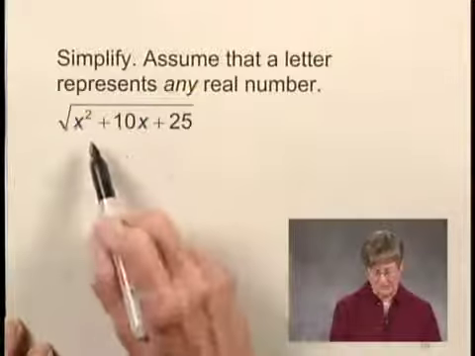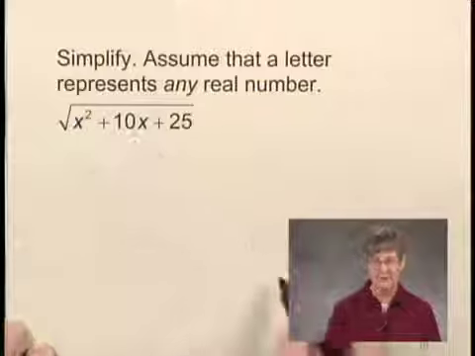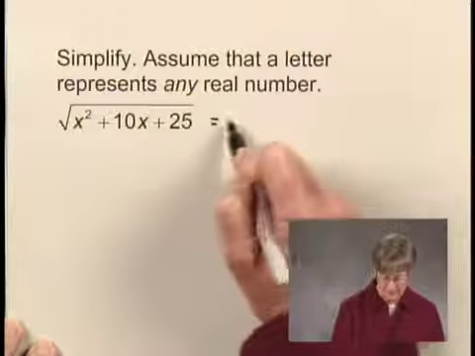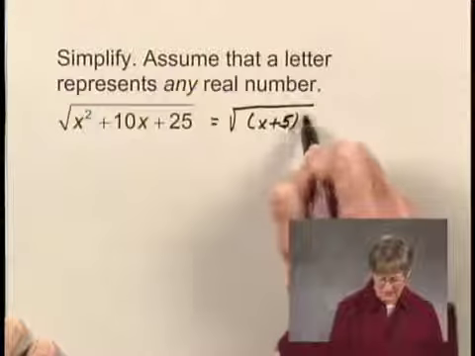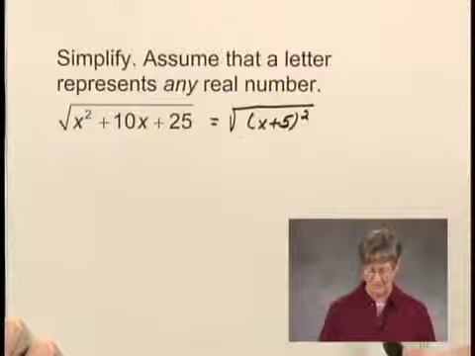Now we can recognize that x squared plus 10x plus 25 is the square of a binomial. It's the square of x plus 5. So we can write this as the square root of (x plus 5) squared.